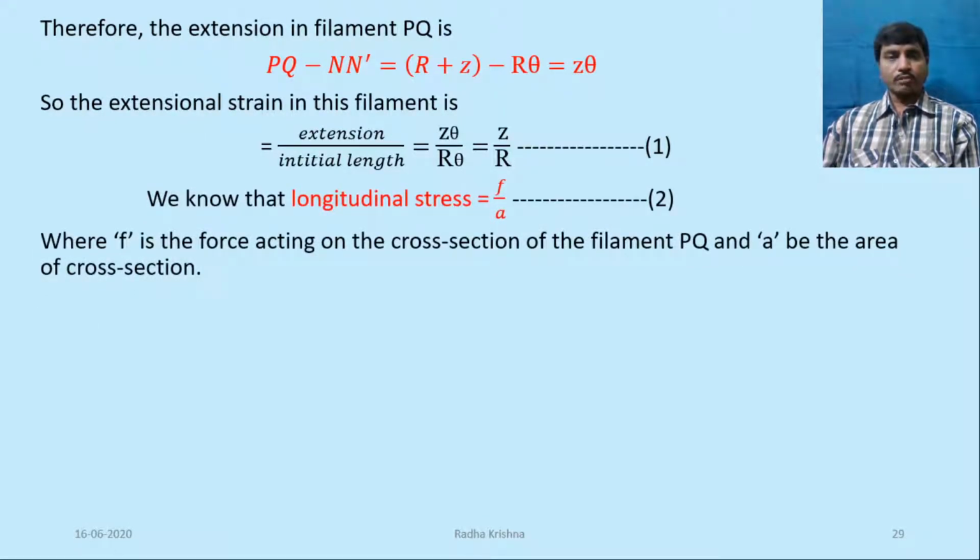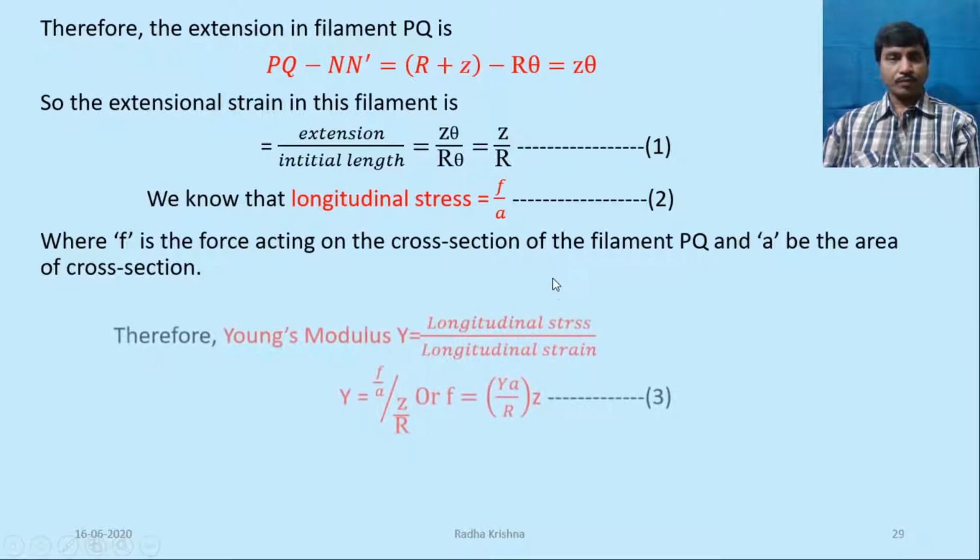We know that the longitudinal stress is equal to restoring force developed by area of cross section. Here the restoring force developed is F and the area of cross section of the filament PQ is a. Then the longitudinal stress is equal to F by a, that is equation 2.